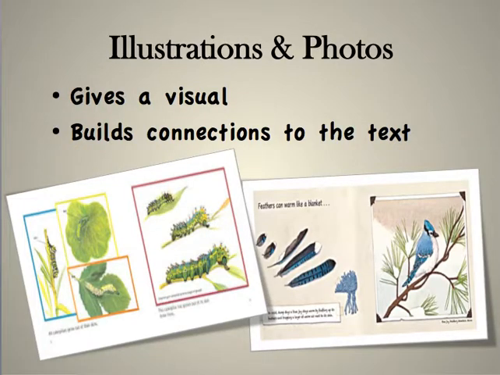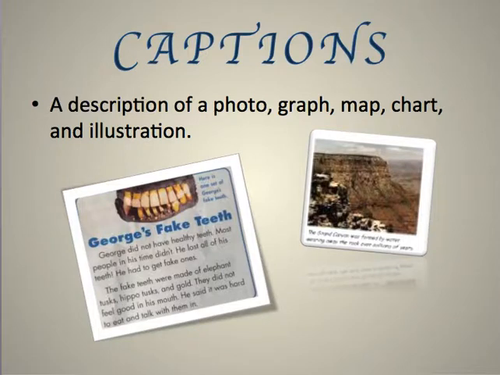Then you have illustrations and photos. This is your visual aid. This is going to help you build connections to the information from the text. Underneath all illustrations and photos, you will see a caption. Captions are a wonderful way that gives us more detail about the text. They give that description.